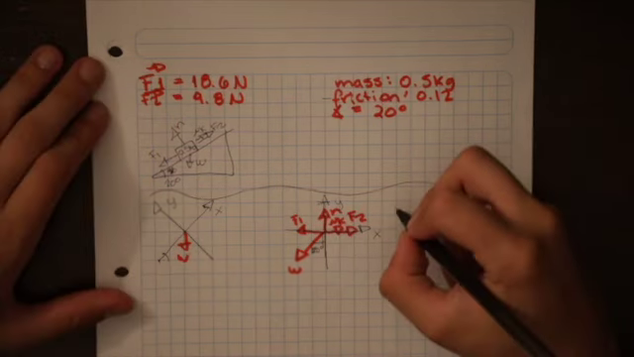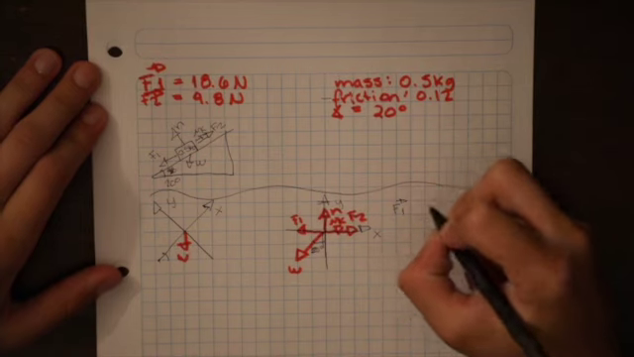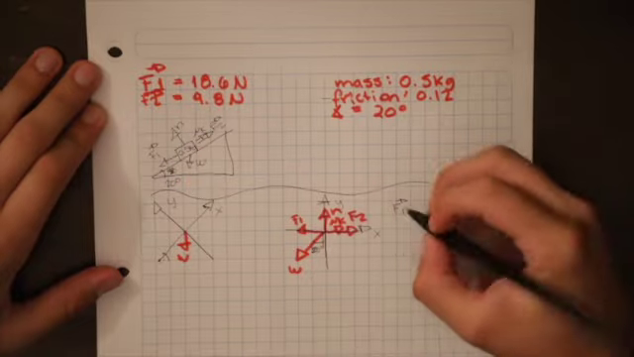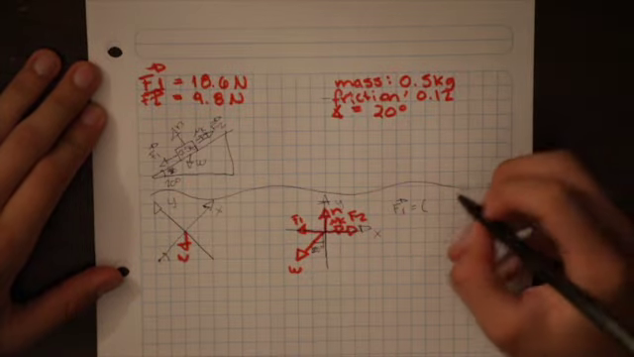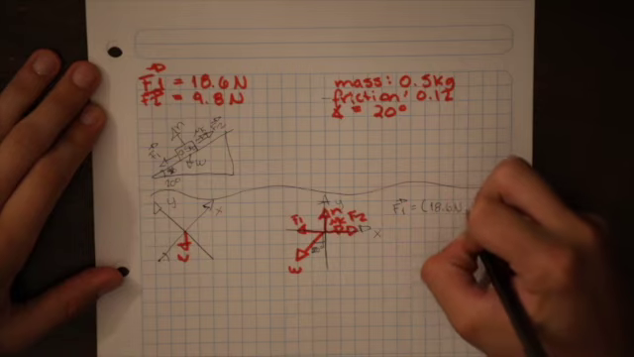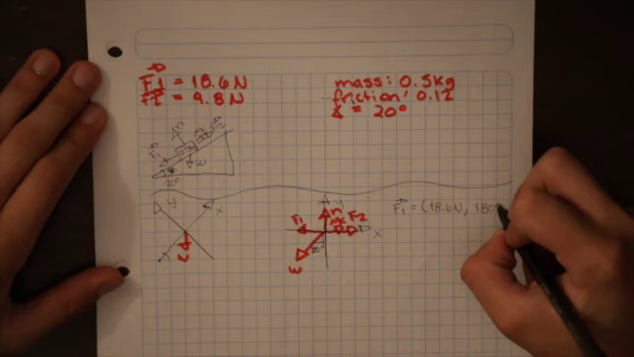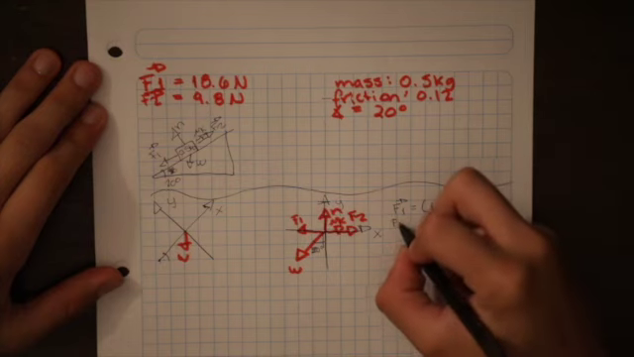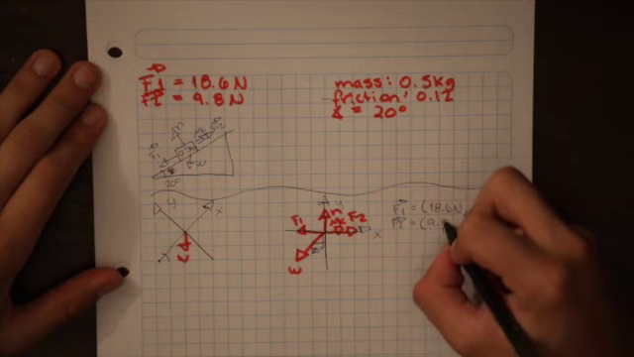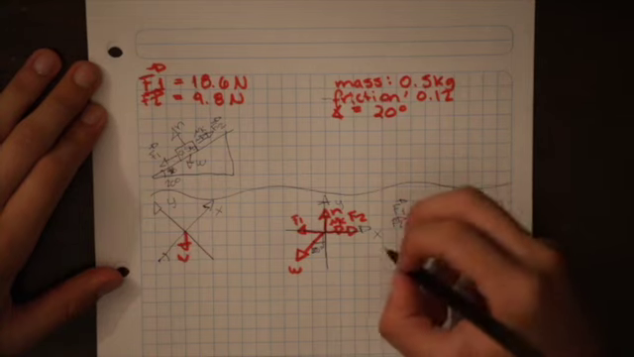Now we are going to write the forces that we have in polar form. Remember always to put the arrow in polar. So we have first 18.6 newtons, and the direction, as you can see, is 180 degrees. F2, we have 9.8 newtons, and the direction is 0 degrees.